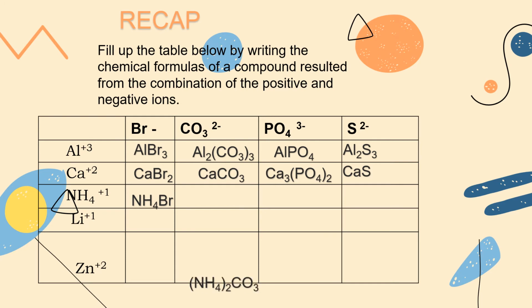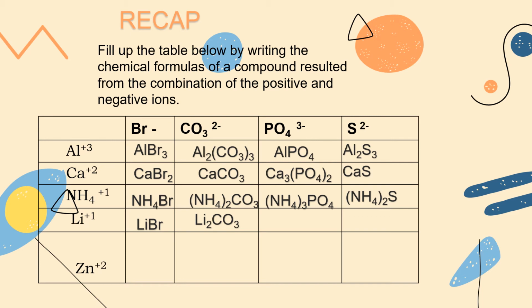NH4Br, ammonium bromide. (NH4)2CO3, ammonium carbonate. (NH4)3PO4 is ammonium phosphate. (NH4)2S, ammonium sulfide. LiBr, lithium bromide. Li2CO3, lithium carbonate. Li3PO4, lithium phosphate. Li2S is lithium sulfide.